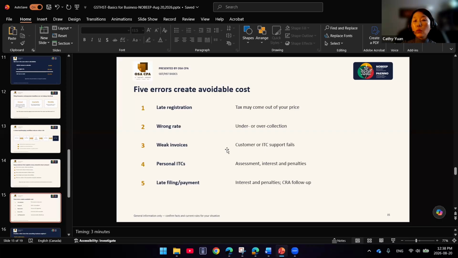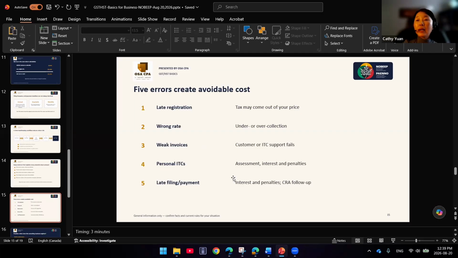That is a weak invoice. As I said, an invoice or receipt that has no tax in it is very weak. It does not support you claiming the ITC. Even after you register for the tax, when you issue an invoice that only lists the goods or service and has no tax, it is not accepted by the CRA. We must clearly list all the tax.